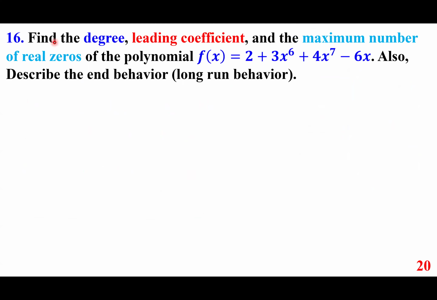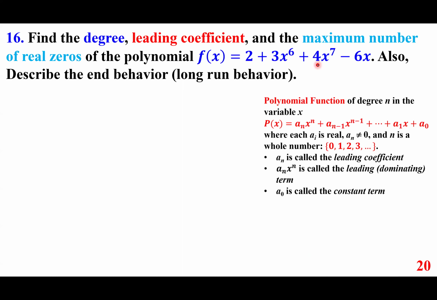Find the degree, leading coefficient, and the maximum number of real zeros of the polynomial f of x equals 2 plus 3x to the power of 6 plus 4x to the power of 7 minus 6. Also describe the end behavior or long-run behavior. First and foremost, we should put this in descending order, starting with 4x to the power of 7.